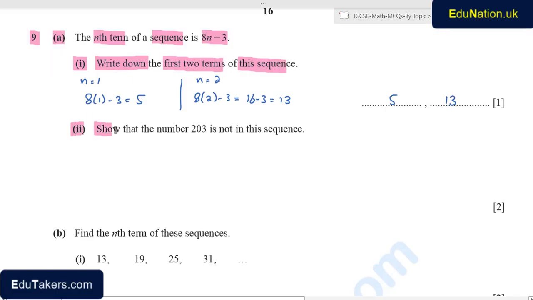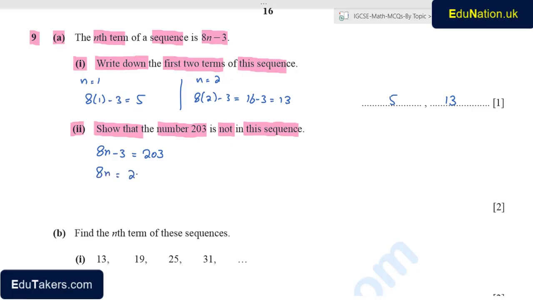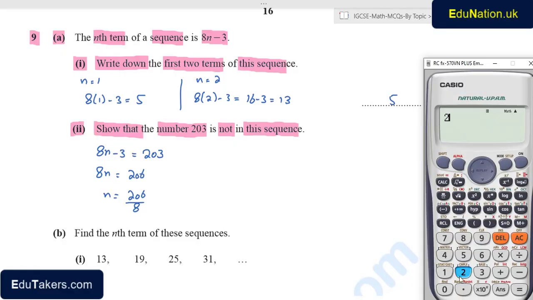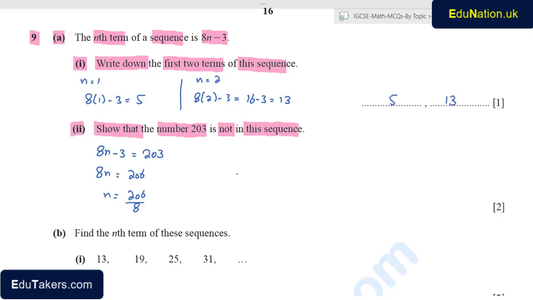Part 2. Show that the number 203 is not in this sequence. The nth term is 8n minus 3 equals 203. Then 8n equals 206. n equals 206 over 8. 206 over 8 is 25.75.